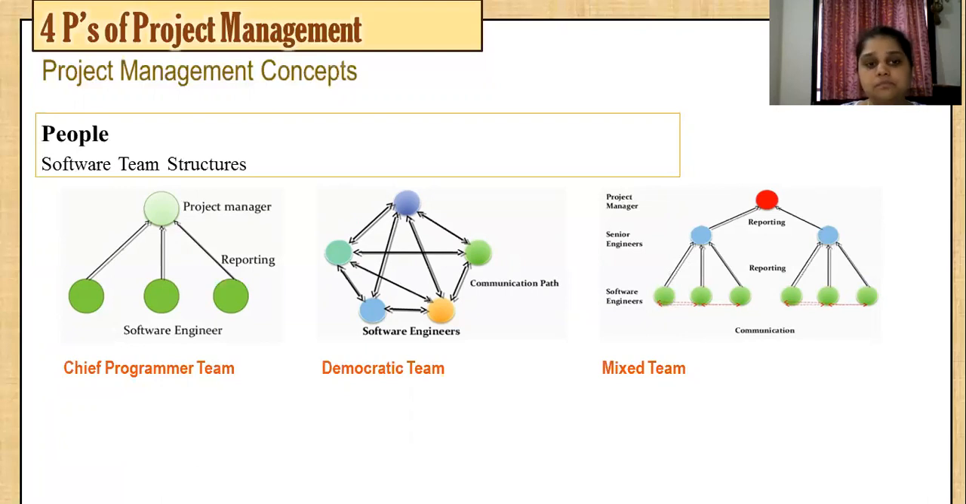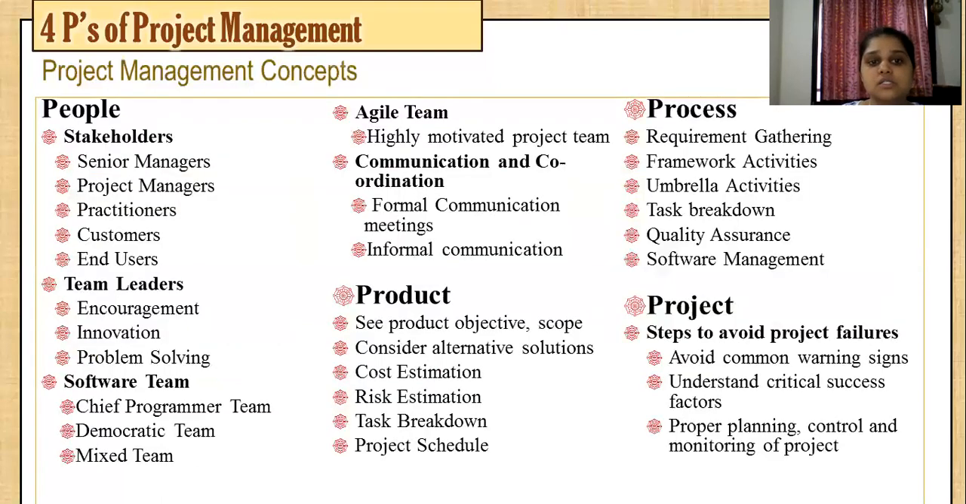Next, we shall see what an agile team is. An agile team we have already studied in unit number 2. It is a highly motivated team. It is a self-organizing team. They don't wait for responsibilities to be given, but they are self-organizing. So they come forward and accept responsibilities. There is a lot of communication and coordination between them. They are very adaptive kind of people.